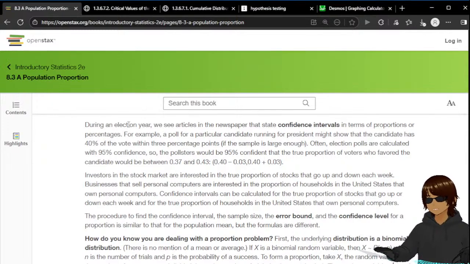During an election year, we see articles in the newspaper that state confidence intervals in terms of proportions or percentages. For example, a poll for a particular candidate running for president might show that the candidate has 40% of the vote within 3 percentage points. Often, election polls are calculated with 95% confidence, so the pollster would be 95% confident that the true proportion of voters who favored the candidate would be between 0.37 and 0.43.